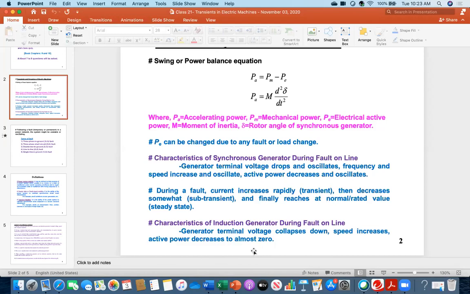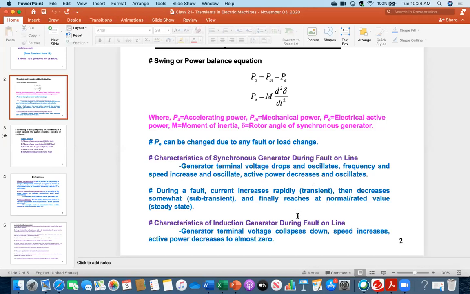This means if you compare synchronous generator and induction generator, if it is induction generator, then the situation is much worse. Situation is much more damaging and devastating because voltage collapses, speed increases very high, active power goes to almost zero. And if this happens, if there is no proper control, the generator might not come back to the stable position, the previous situation.